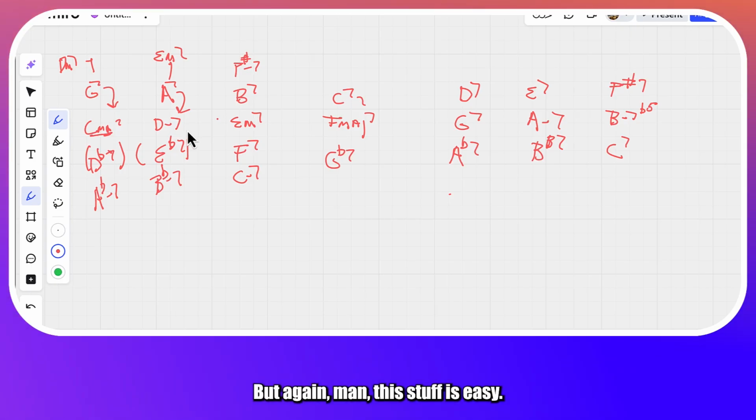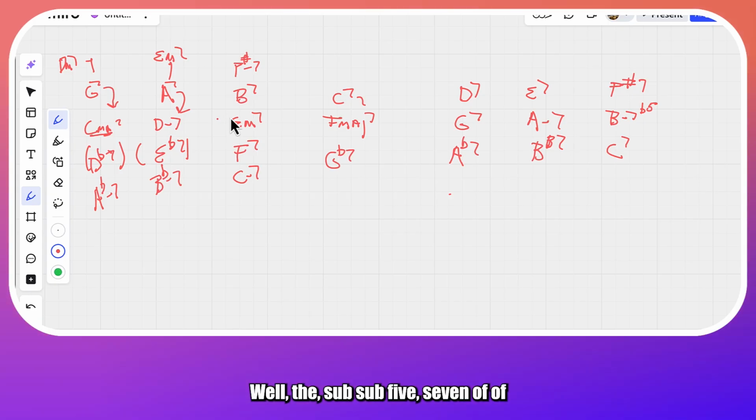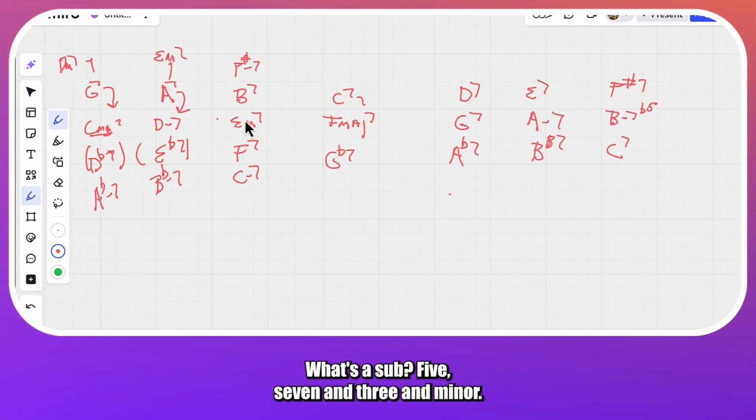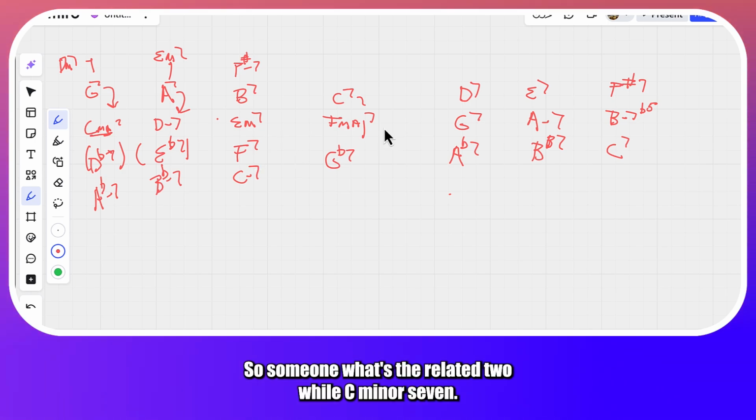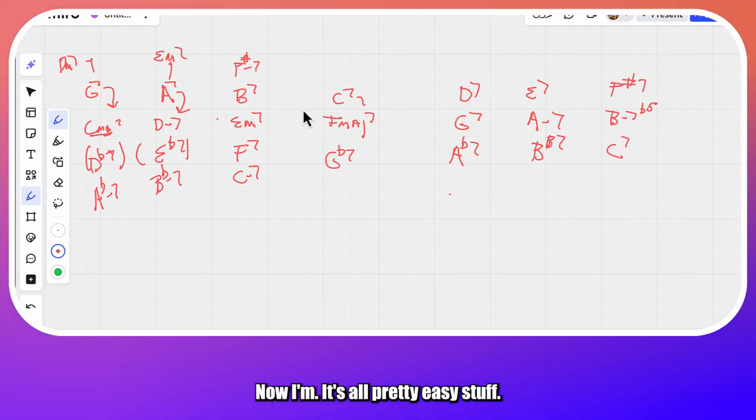But again, man, this stuff is easy. What could be easier than, well, the sub 5/7 of 3 in the key of C. Well, 3 is E minor. What's the sub 5/7 of 3 in E minor? Well, it's F7. It's just a dominant chord, a half step above your target chord. So, what's the related 2? Well, C minor 7. It's all pretty easy stuff.